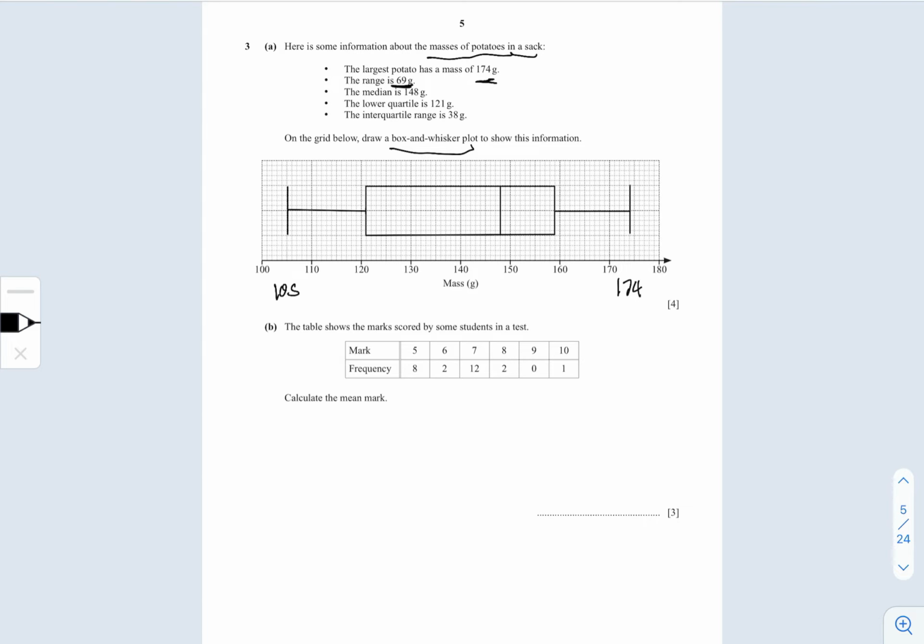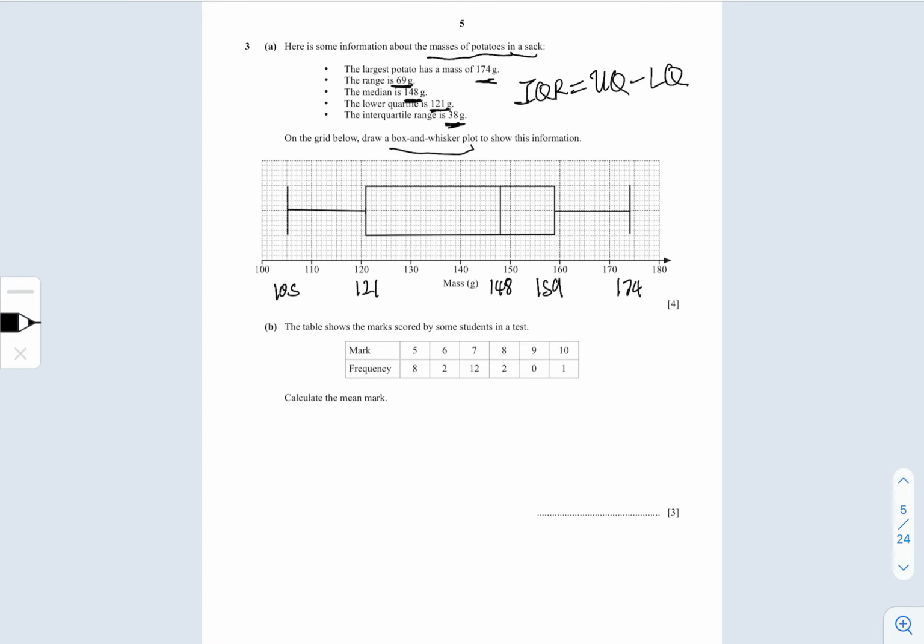Now let's move on to the next one. The median is 148 grams, which is this point here. And the lower quartile is 121, which is this point here. The interquartile range is 38 grams. We know that the formula for interquartile range is upper quartile minus lower quartile. We know the lower quartile and the interquartile range, therefore upper quartile equals 121 plus 38. This will give us 159. And therefore you have all the values that you need to draw the box and whisker plot.